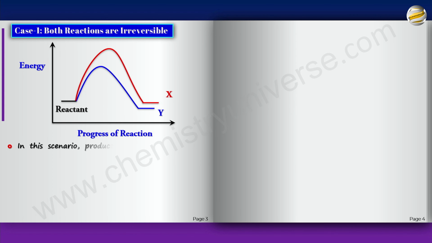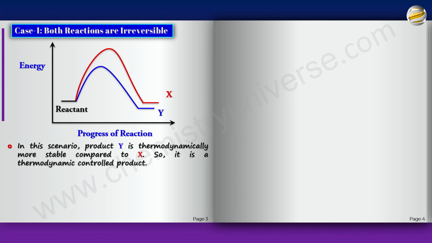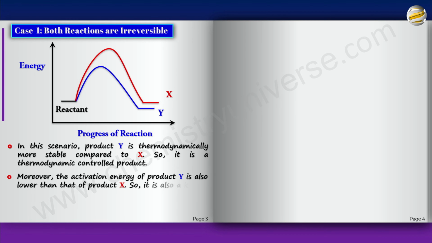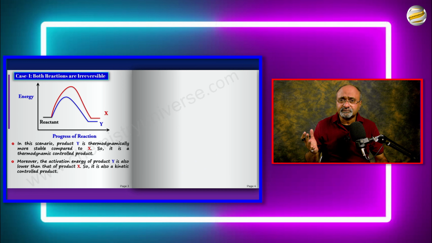In this scenario, product Y is thermodynamically more stable compared to X, so it is a thermodynamically controlled product. Moreover, the activation energy for the product Y is also lower than that of product X, so it is also a kinetic controlled product. So I think you can understand this pretty well, that the blue line, if you see, requires lower activation energy, and the product's energy is also lower in the case of the blue product.